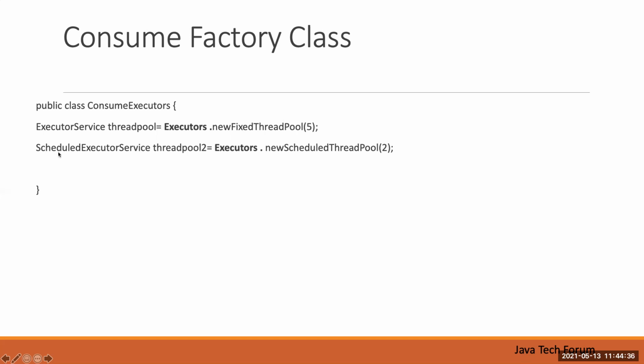In the same way, if I want to get a scheduled executor service thread pool, I can call this method by passing the number of threads required. Then I'll get the instance and use it in my code. So the maintenance is very easy, and it's very easy to consume. If I want to make any changes in the instance creation, I can make all the changes in the factory class. No need to make changes on the consumer side.